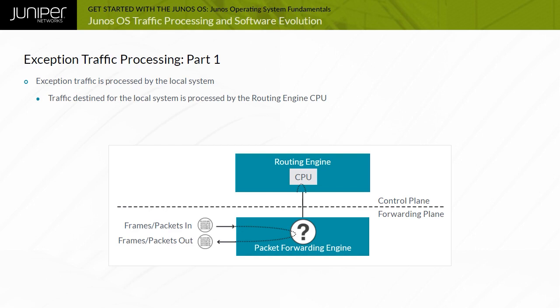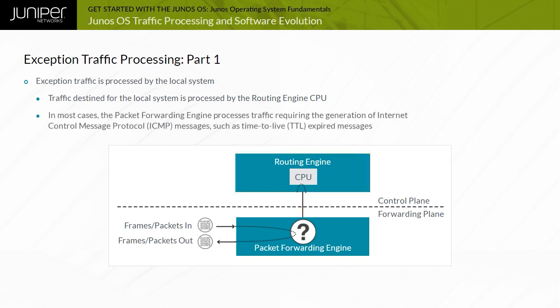The options field in the packet's IP header is rarely seen, but the packet forwarding engine, or PFE, was purposely designed to not handle IP options. Packets with IP options must be sent to the routing engine for processing. A third example is Internet Control Message Protocol, or ICMP, messages.